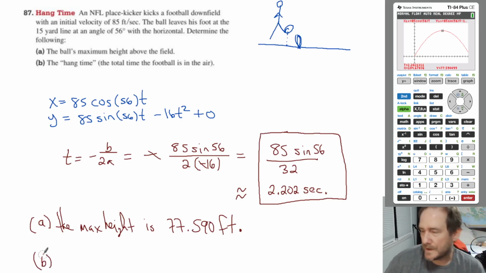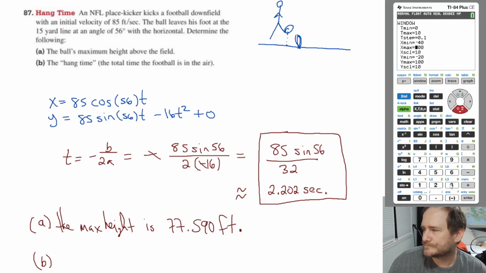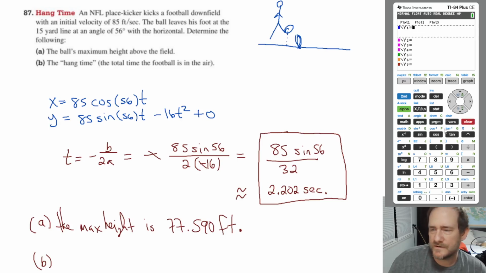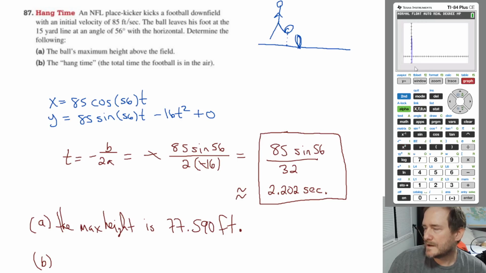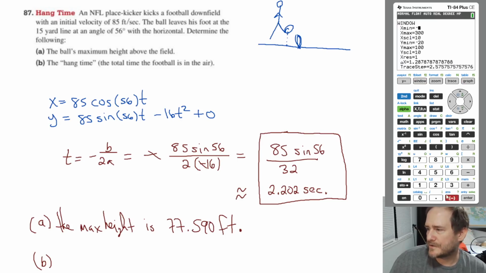Part B, the hang time part, is where we go back into function mode. You're trying to find the x-intercept, but you can't find it in parametric mode, because if you hit second calc, the option's not there. So go back to function mode, quit, clear. Type in your new equation, which is 85 sine 56. Press graph. The graph got messed up because we're now graphing height against time, so change your window to go from about -3 to 10. We just want those seconds.